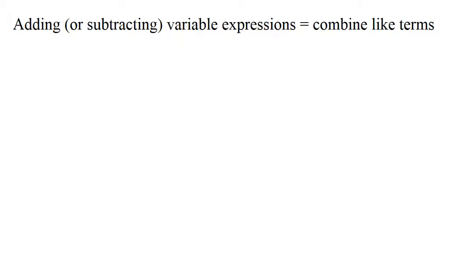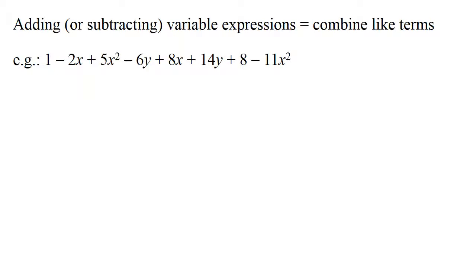So adding and subtracting variable expressions, what we're going to do is combine like terms. What that means is you're going to put the like terms together and combine the coefficients. So again, I'm just going to take this expression and rearrange the order of the terms. I'm going to pair them up with their like terms. So 5x squared I'm going to put with negative 11x squared, negative 2x plus 8x, negative 6y plus 14y, 1 and 8. Now, why am I allowed to do that?